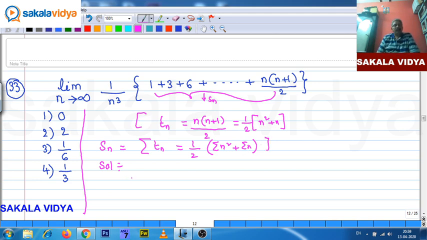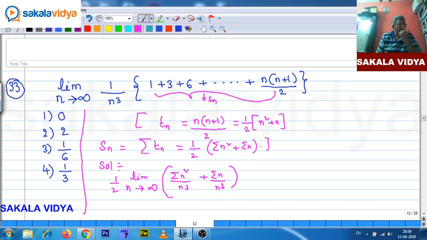So now, limit n tends to infinity, we can write half common out, sigma n square by n cube plus sigma n by n cube, sorry, this you will get.